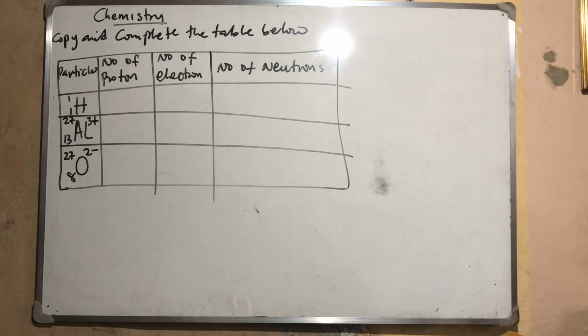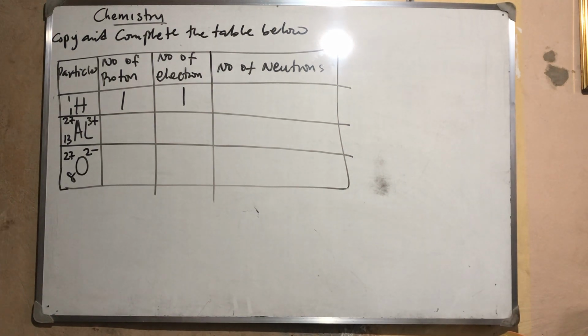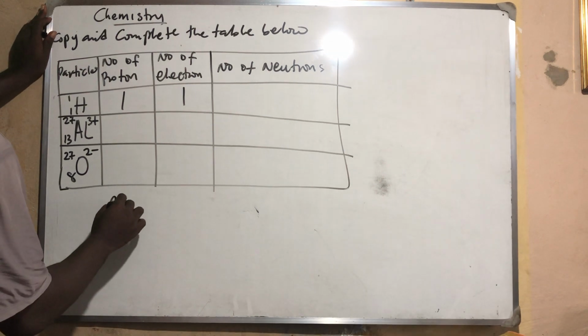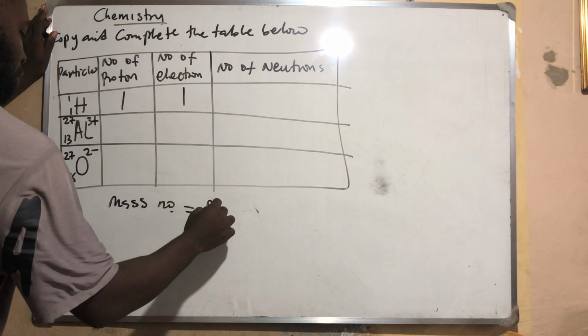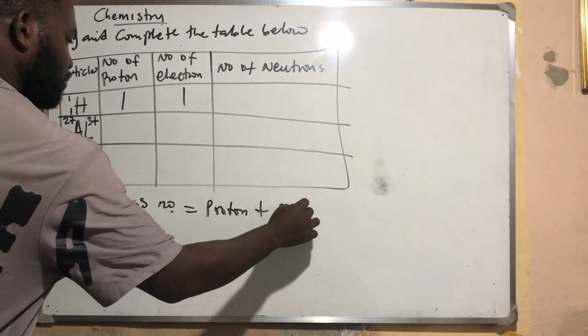Okay. So now for this one, they gave us 1, 1 here. Now we know the formula. The only formula to use is that what? The mass number is equal to what? Proton number, proton plus what? Neutron.